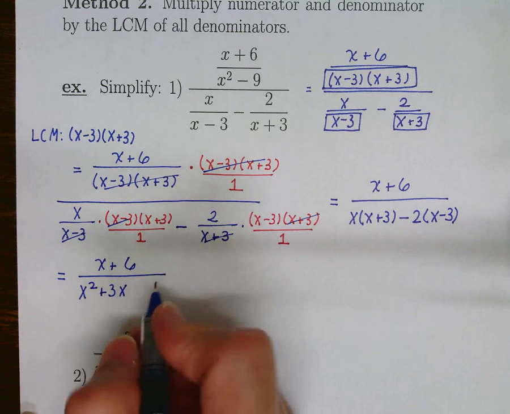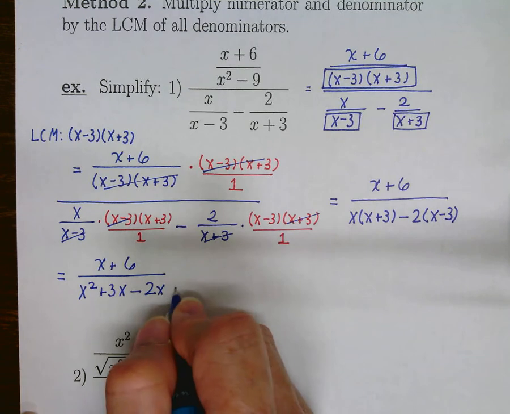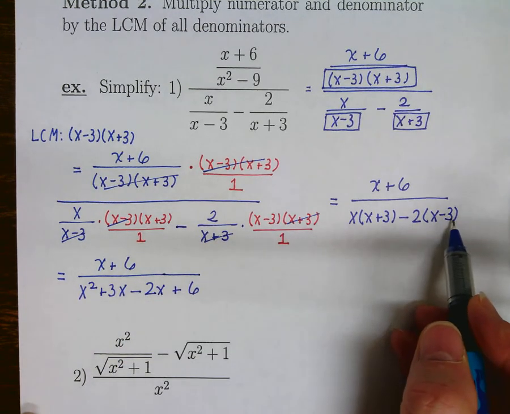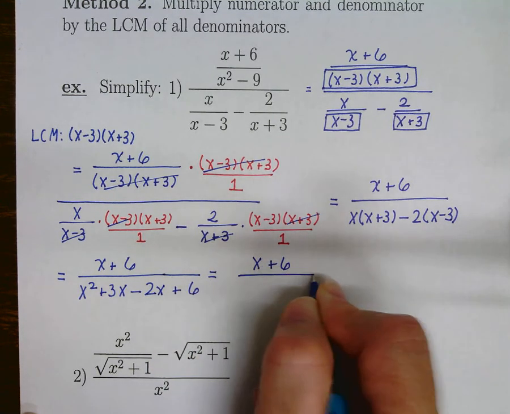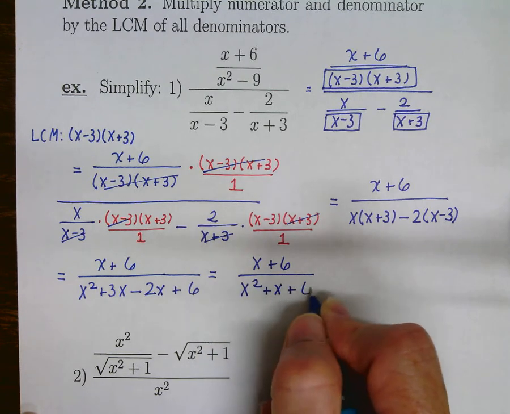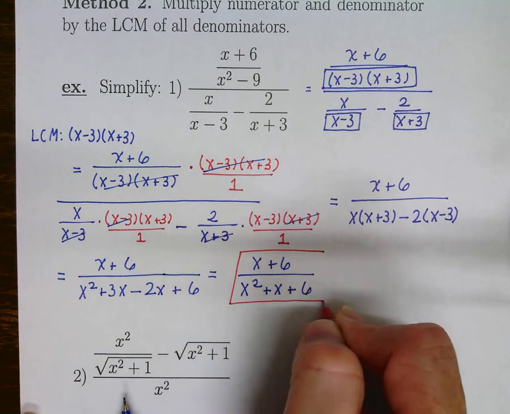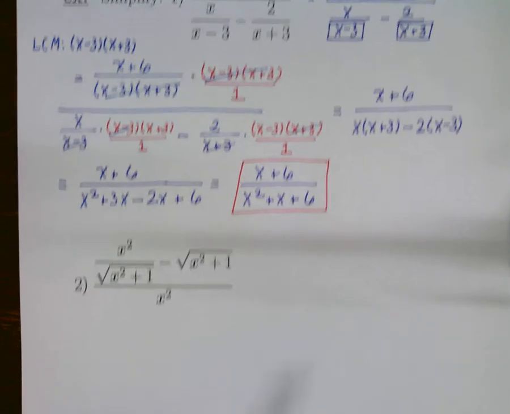Now be careful, it's minus 2x plus 6 when I distribute. Multiply by negative 2, I get 2x plus 6. So that becomes x plus 6 over x squared plus x plus 6. And that is our final answer. Okay? It's a more efficient process than the one we saw in the first example. Okay, let's try it on this one.